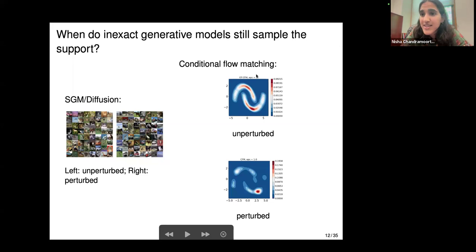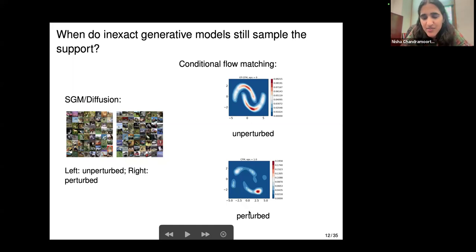Here is another example that seems to be less robust. This is the 2 moons example, a low dimensional example. I don't know if this holds for high dimensional images. For this low dimensional example, the target distribution is this 2 moons distribution that is generated very well by this conditional flow matching algorithm. This is also from code by Tong from the optimal transport conditional flow matching paper.